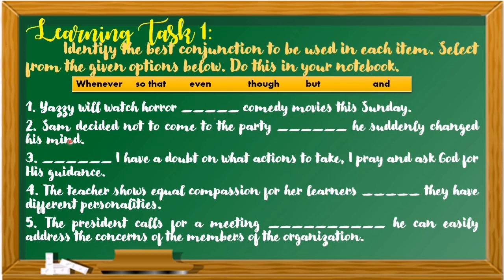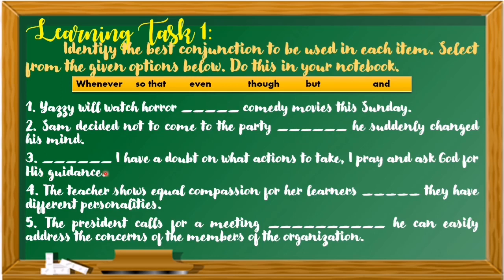And number 2, Sam decided not to come to the party, blank, he suddenly changed his mind. So let us analyze number 2. What conjunction will we use in this sentence? So we can use though. Sam decided not to come to the party, though he suddenly changed his mind. Or we can also use but. It depends on our sentence.